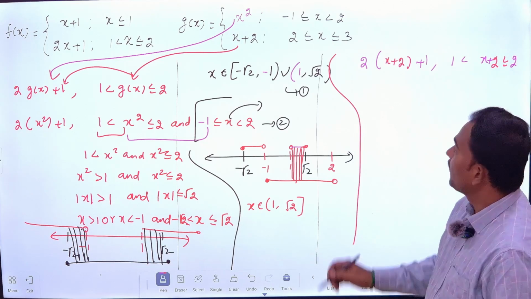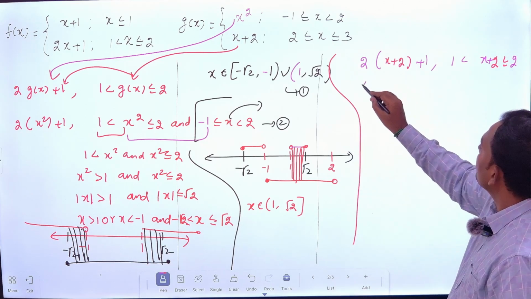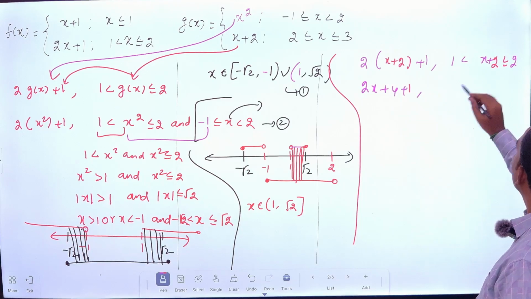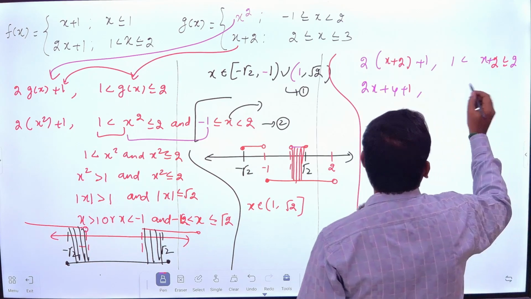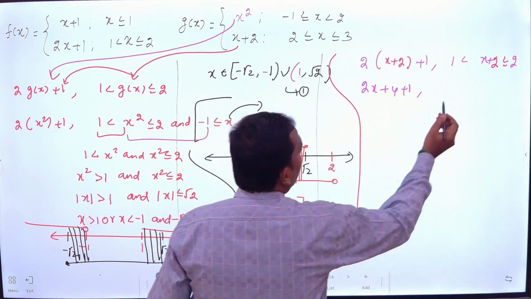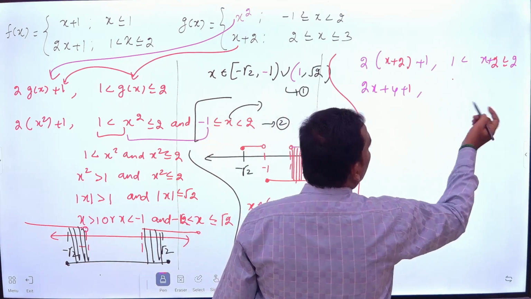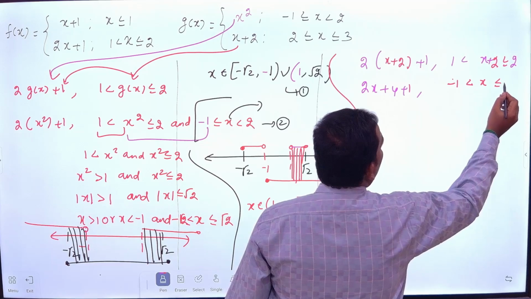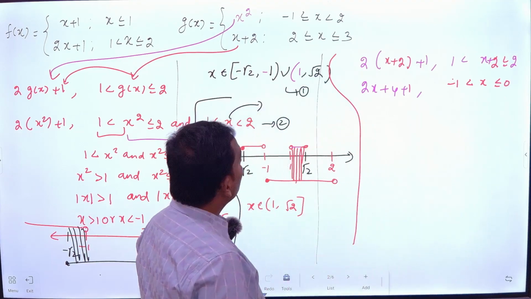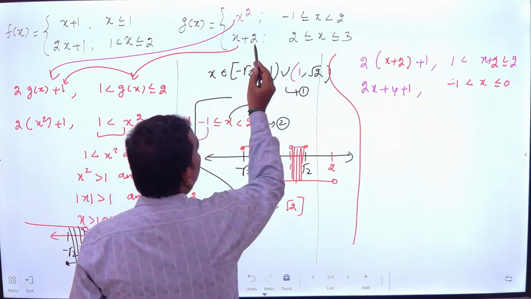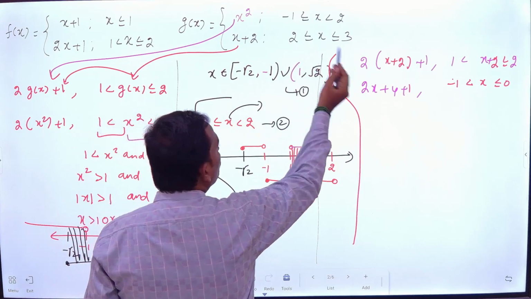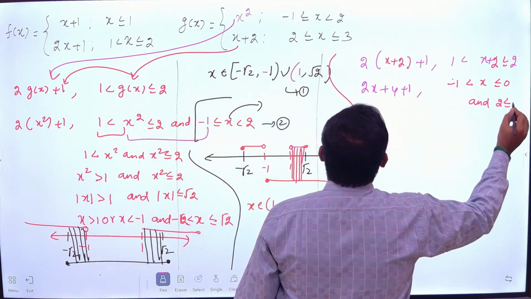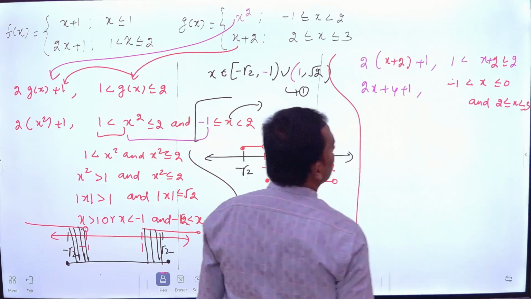Clear? Okay. Then here it is 2x plus 4 plus 1. If you solve this, what will you get? x will be, adding minus 2 on both sides, minus 1 less than x less than or equal to 0. But you have to remember one thing: x plus 2 is defined when x is from 2 to 3, so you have to take that also. 2 less than x less than or equal to 3.